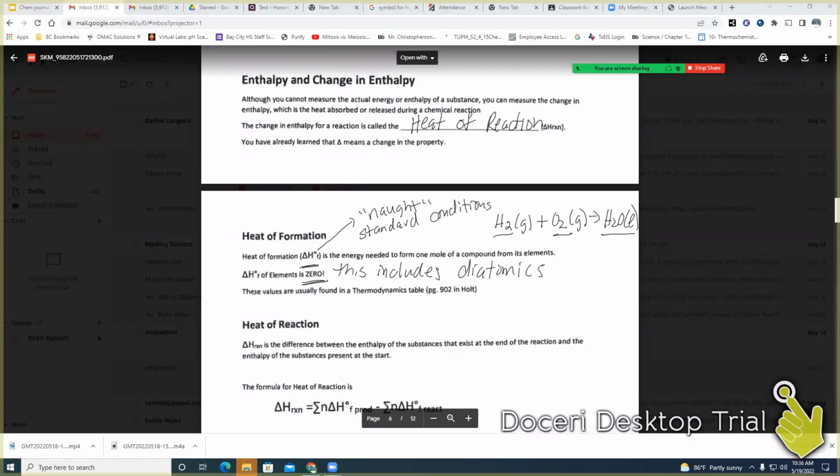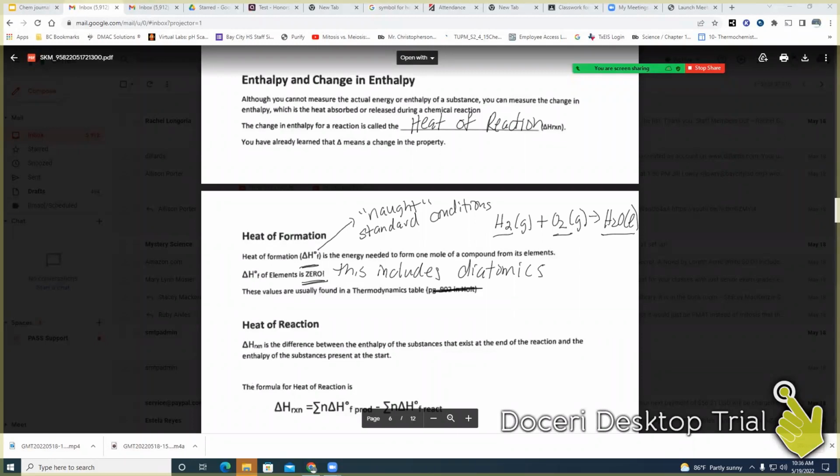So you have a reference sheet that you picked up today that was just a table with a bunch of numbers. That is delta H of formation for different compounds. You don't see any diatomics or any elements listed on that because they're already formed. It doesn't take energy to form them, so their value is 0. So those values are usually in a thermodynamic table or given to you. That's the table that I've given to you, because you'll need them on some of the practice.